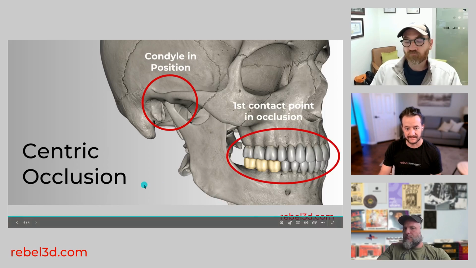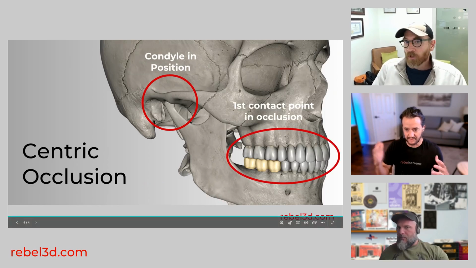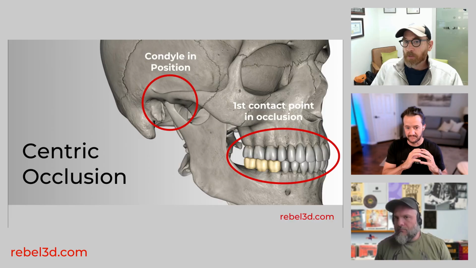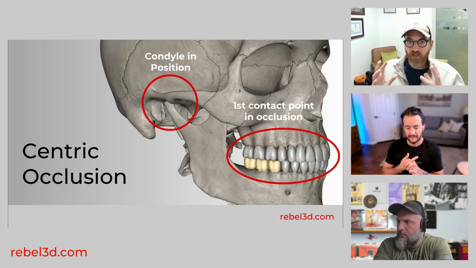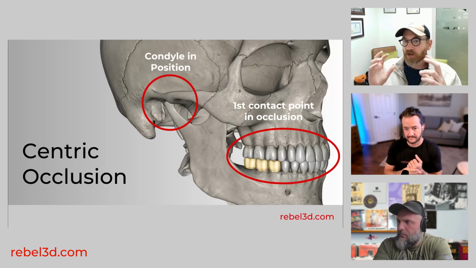Absolutely. And then centric occlusion, just to make sure we're all on the same page: the condyle's in position, and it's the first contact point where those teeth start to touch, right? Yeah, that's a position point. That's where the mandible is located when the teeth first make initial contact. And that's called centric occlusion.